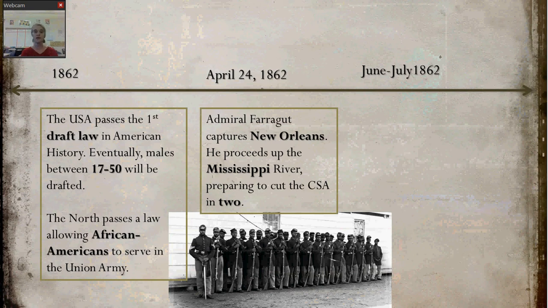This is going to be the beginning of the Anaconda Plan, splitting that Mississippi River. So he starts marching up the Mississippi River to prepare that stranglehold of the Confederacy by cutting the Confederacy into two.